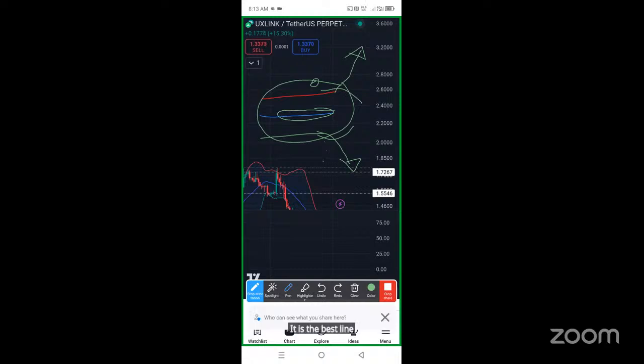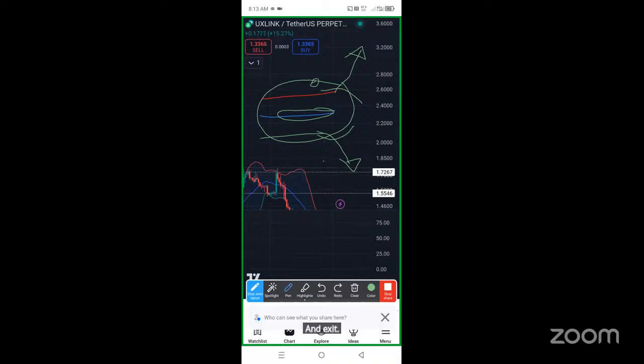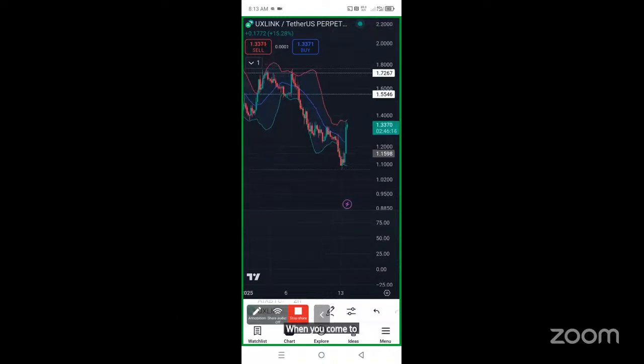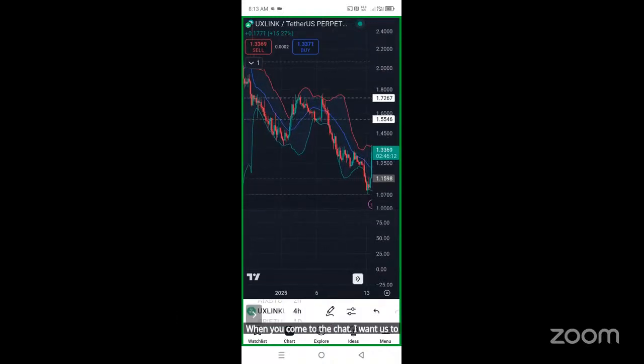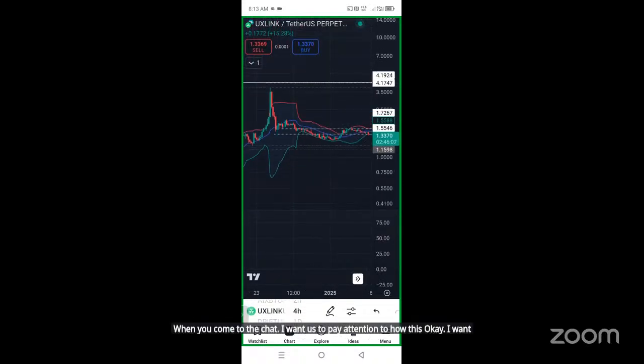So as you're observing market movement based on the Bollinger Band, your attention should be so much focused on the middle line, or the moving average. The moving average should be the most important indicator for you to make trade entry and exit. Now, I'm going to explain this in this way. When you come to the chart, I want us to pay attention to how these lines move.